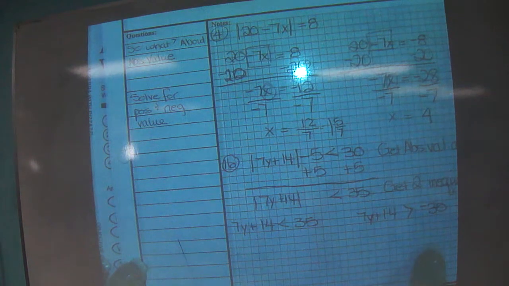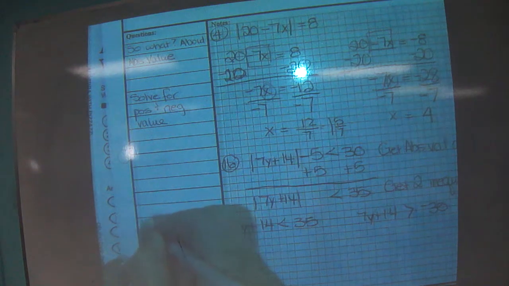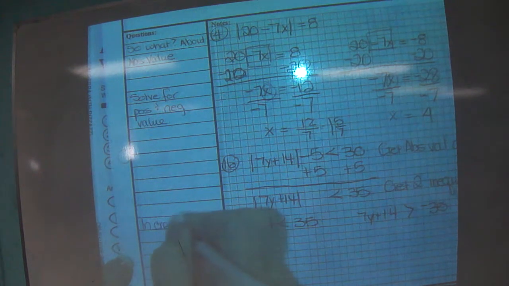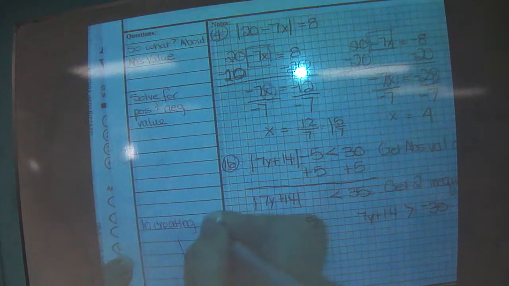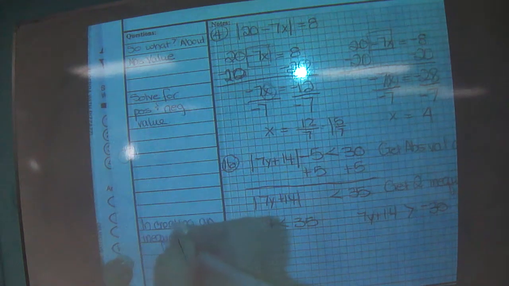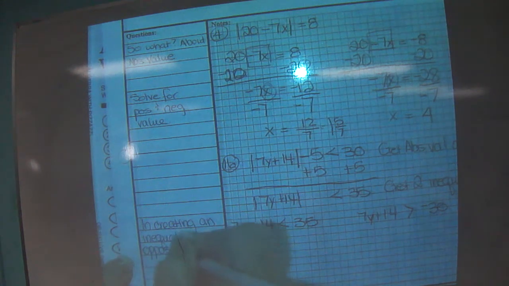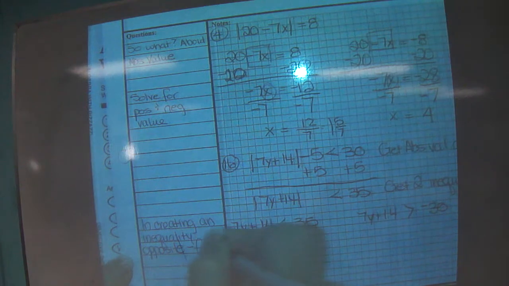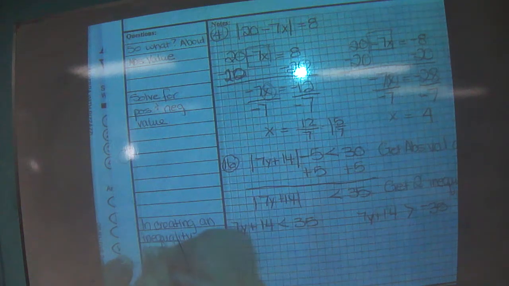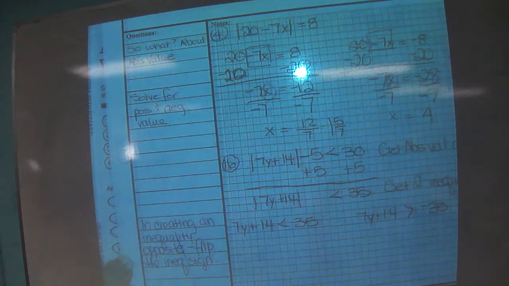So when creating the second inequality, let's call it opposite. Flip the inequality sign. That make sense? Because you're bouncing across 0.